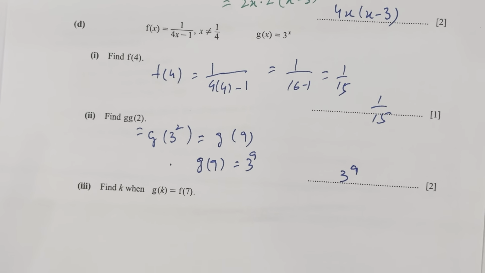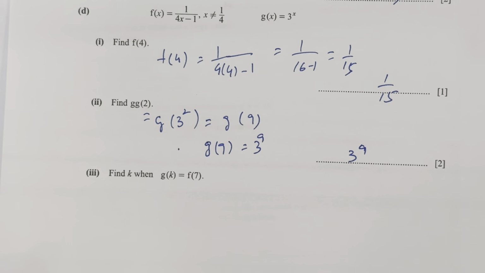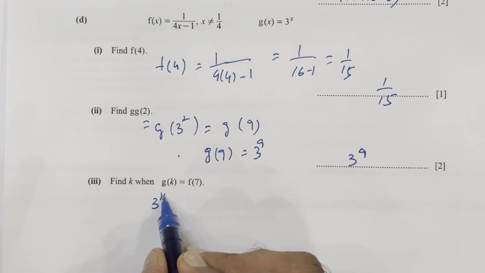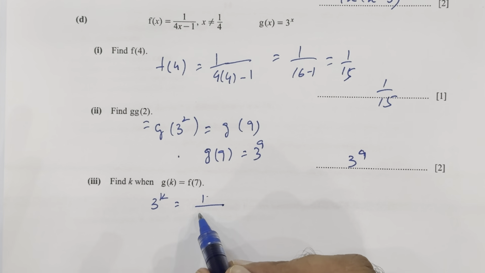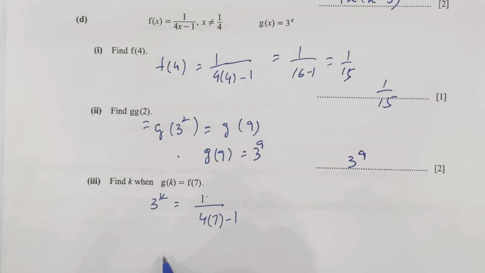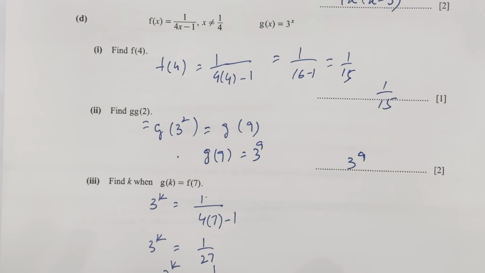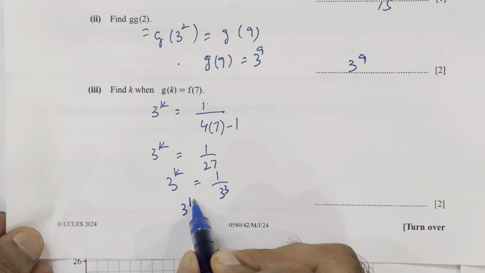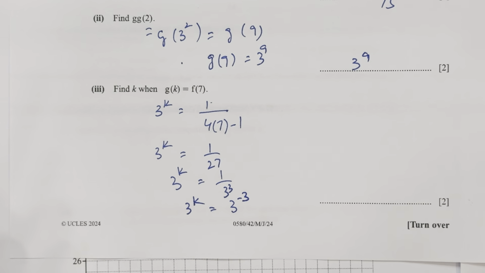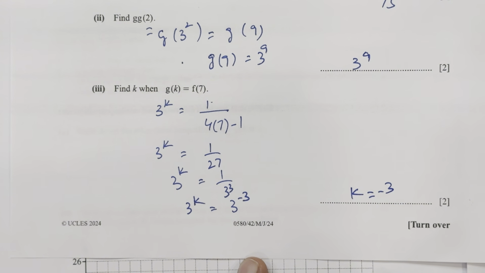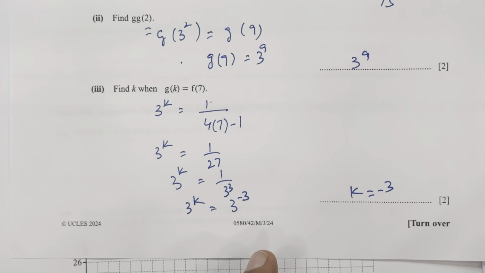Next part is find k when g of k is equal to f of 7. G of k means 3 raised to power k. F of 7 means 1 over 4 into 7 minus 1. So 3 raised to power k is 1 over 27, and 1 over 27 is equal to 1 over 3 raised to power 3. And after taking it, it would be 3 raised to power minus 3. So the value of k would be minus 3. So this is your final answer for this part.